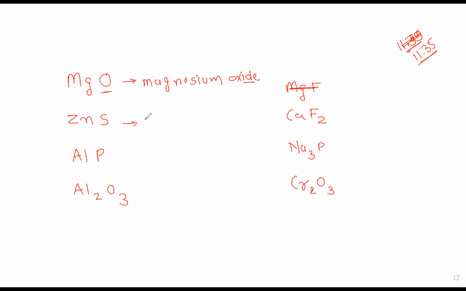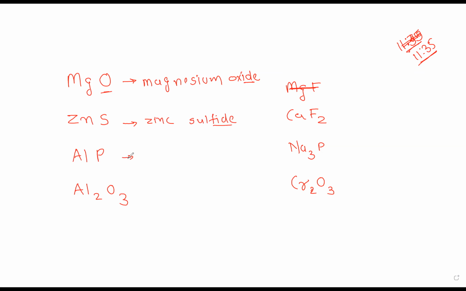The next one is zinc sulfide. Zn means zinc, and sulfur, right? Even though zinc is a transition element, as we know, it does not carry more than one charge. That is the reason we do not need to write the parentheses and the Roman numeral. Because it's an anion, we are going to call it sulfide, IDE. The next one is AlP.